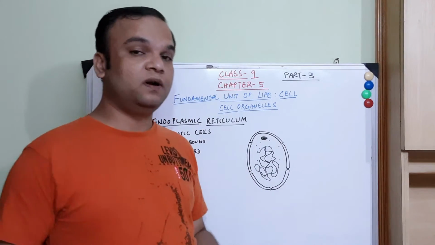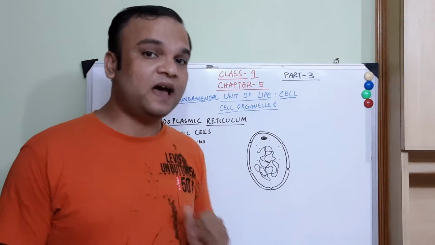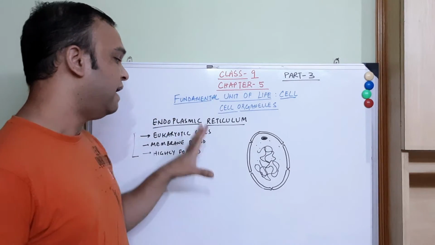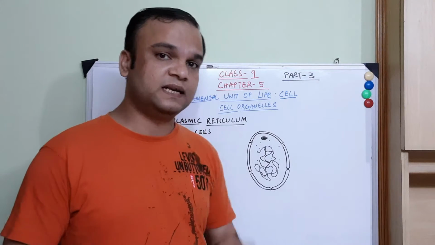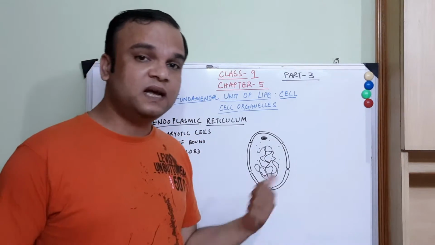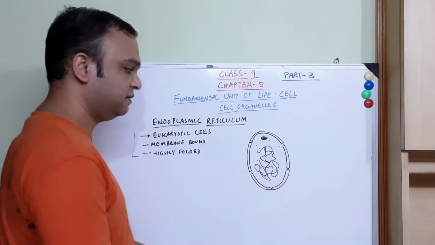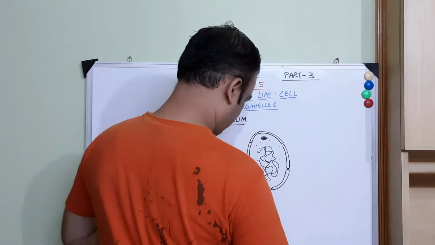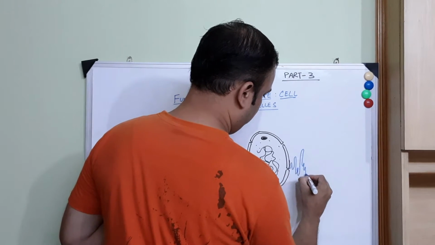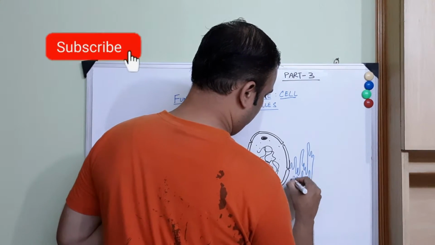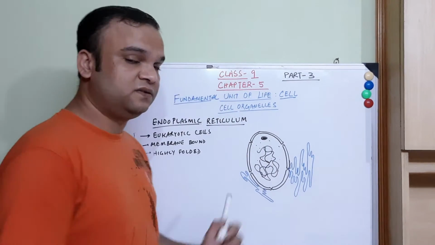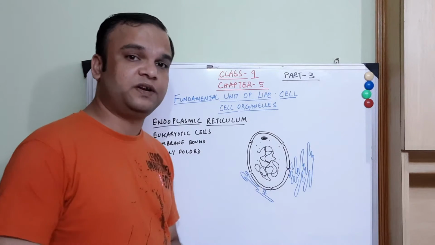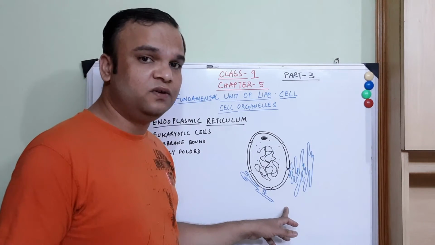In the last video only we have studied about the nucleus. So why have I drawn the nucleus? Because the endoplasmic reticulum is attached to the membrane of the nucleus. It arises from the membrane of the nucleus. So let us have a look at how it is present. So this is how an endoplasmic reticulum is attached to the nucleus, right?